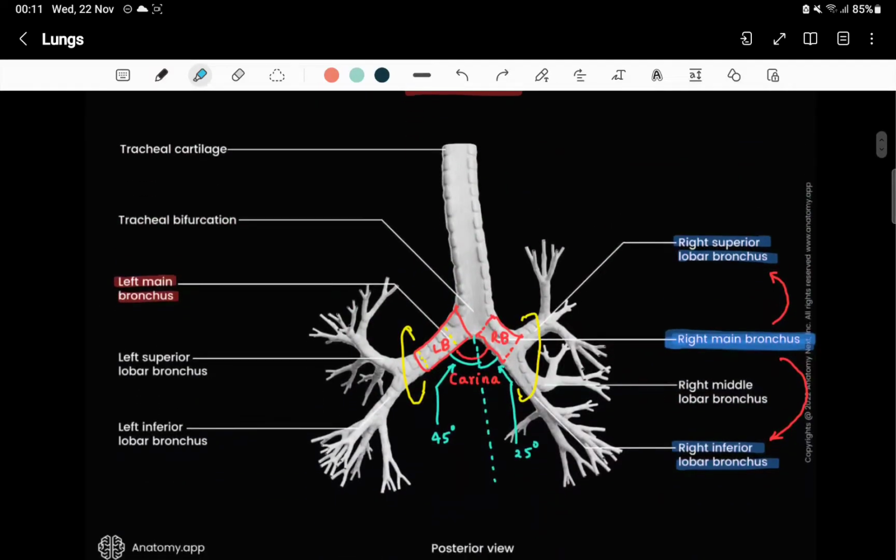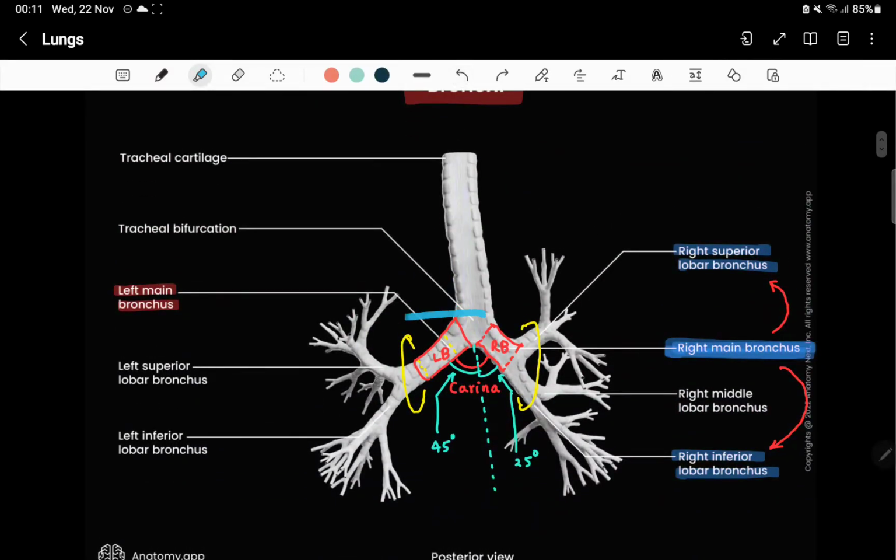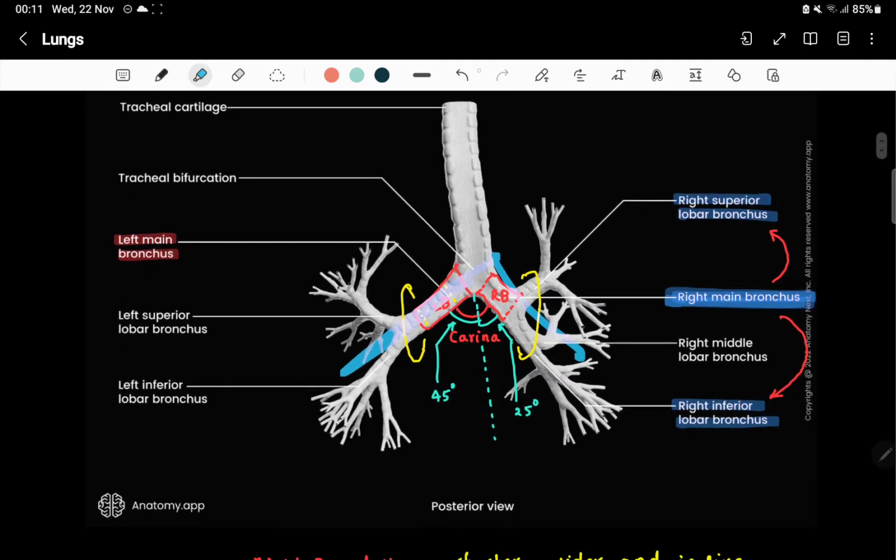Let's talk about the bronchi. You know about the trachea. The trachea bifurcates at the T4 level in cadavers, and in living subjects it may extend up to T5 or T6 levels. Then we have the left principal bronchus and the right principal bronchus. The division point is called the carina. We have angles here: this is 45 degrees and this is 25 degrees.